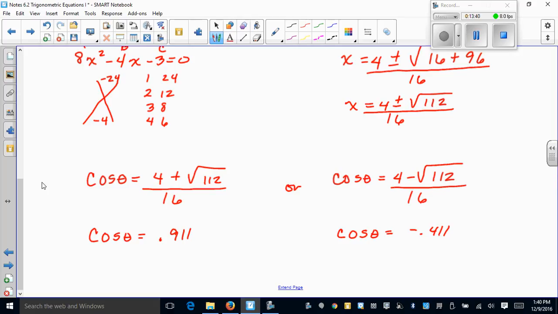Throw these into the calculator. This one here, again, we can do that. All students take calculus. These two here are going to be quadrant 1 and quadrant 4. And this one over here will be quadrant 2, because it's negative, and quadrant 3.